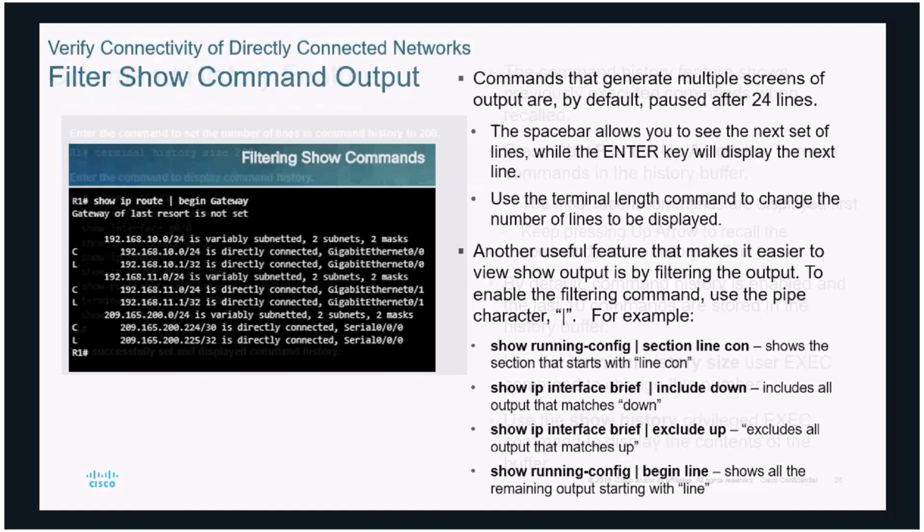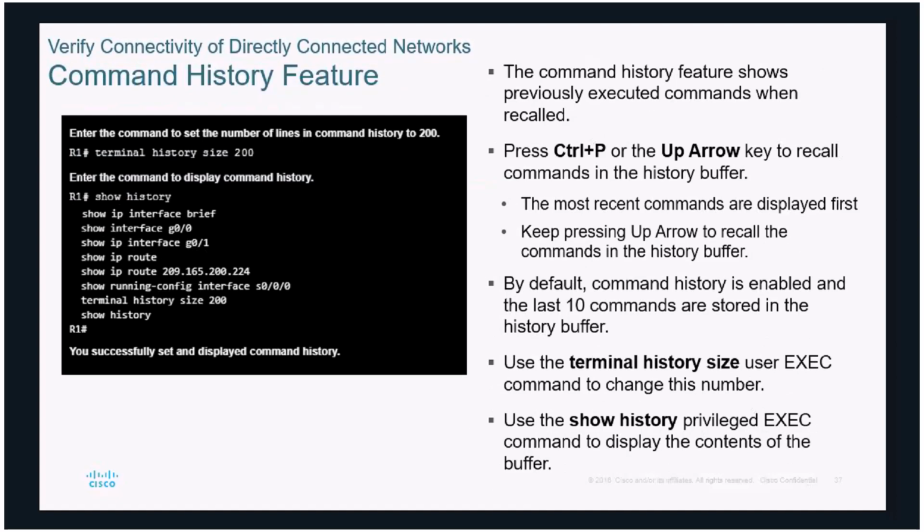Command history feature. This shows you the previous commands. If you hit the up arrow key, it will show you the last command you typed in. Control P will do the same thing. And it has a size for how many commands it can remember. 10 is the command history default, but I can make it much bigger. You can make it 200. Also, you can go show history and it'll show you all the commands most recently typed. Good stuff.